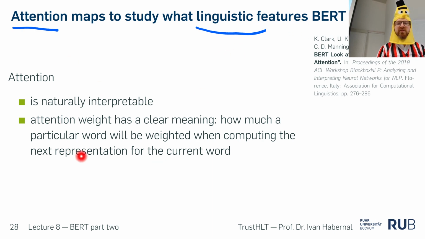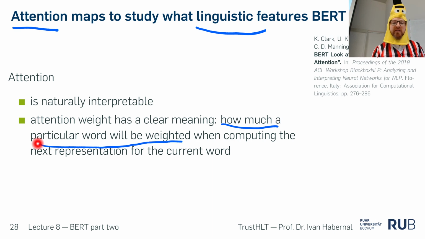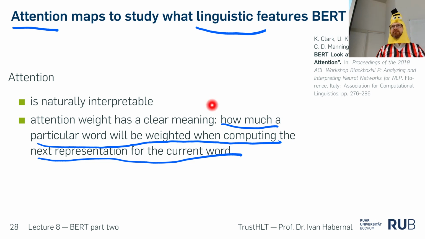Because if you look at the attention, it means which word attends to which other word. So there is some strength of association, and you can inspect that based on the input. It has a clear meaning: how much a particular word will be weighted when computing the next representation of the current word. Some words are important for other words, which will be useful in the next layer, and this is what attention is capturing. So they tried to look into that.